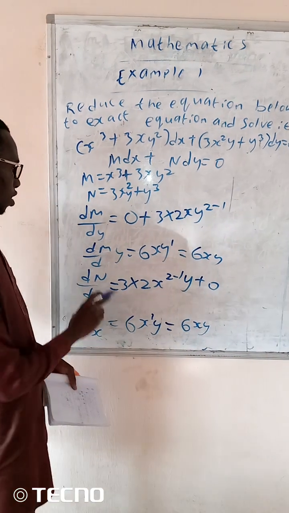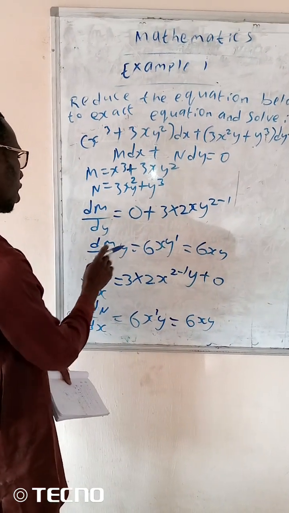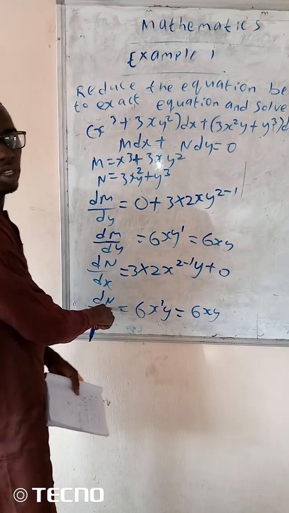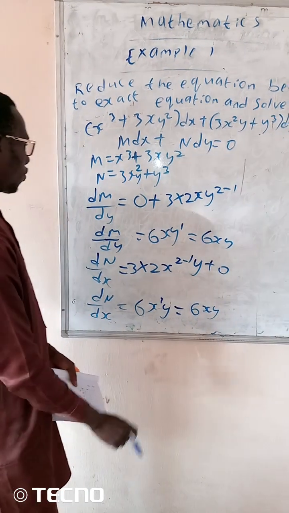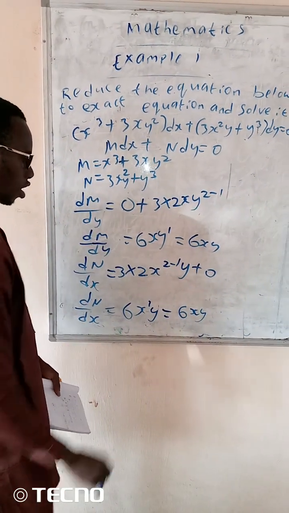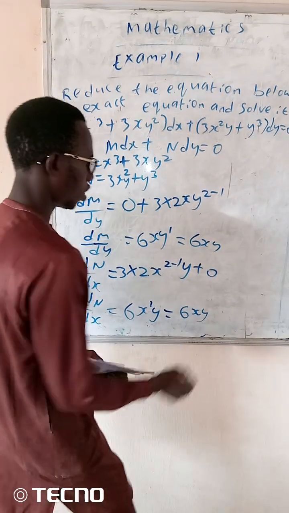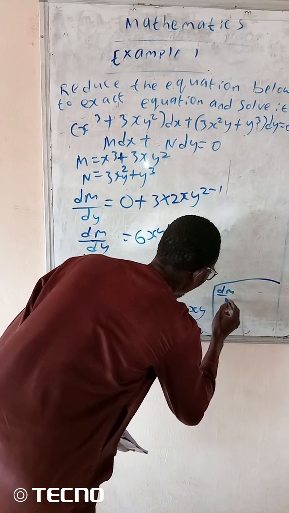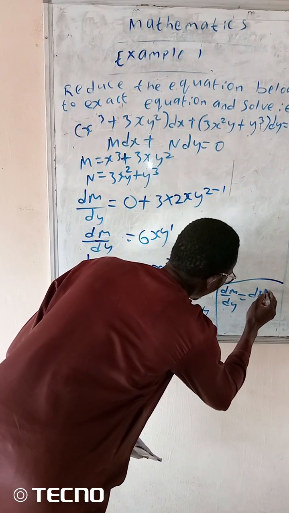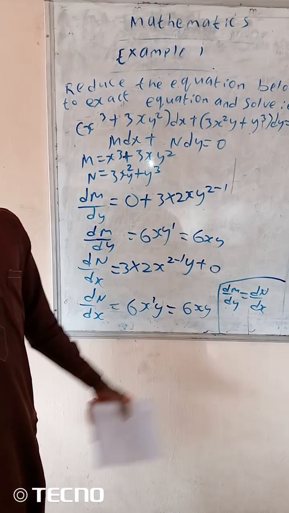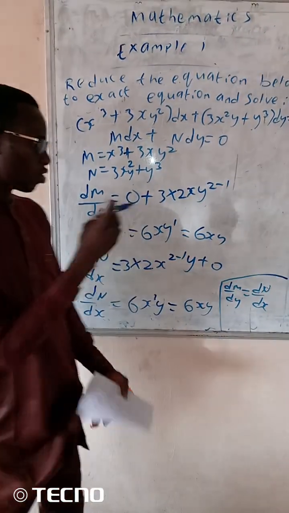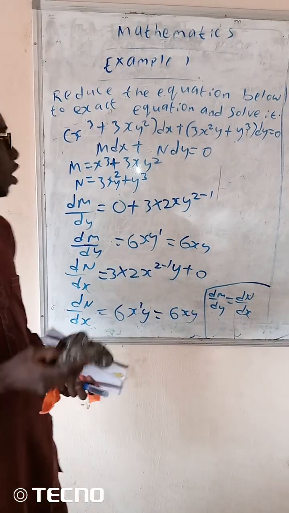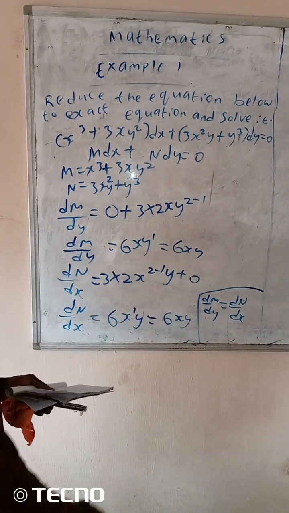So you're going to agree with me that the m dy is equal to the n dx. So I'm using that the m dy equals the n dx. So that means it's an exact equation. Yeah? This is what I mean. The m dy equals the n dx. So since the m dy equals the n dx, that means this equation is an exact equation. So the next thing to do now is to integrate them.